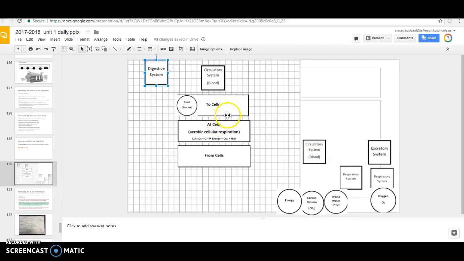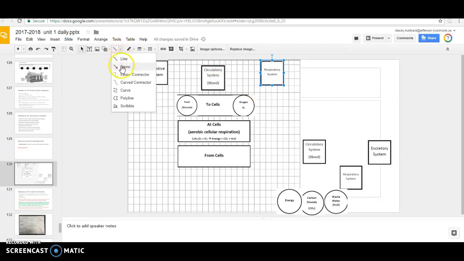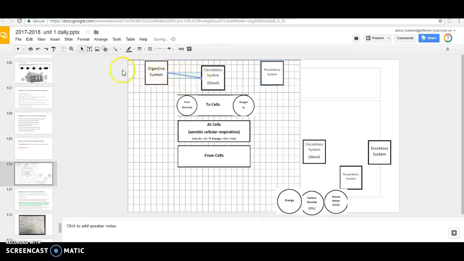But before anything can happen at the cells, you need the oxygen to get to the cells. But how does it get to the cells? Well, what system would it go through? Well, it has to go through the respiratory system, then to the circulatory system. So here's where you're going to want to draw some arrows. You can figure out how you want to do it. But if we're talking about the food, it's going to go to the digestive system, to the circulatory system, and then I would just start drawing some more arrows.